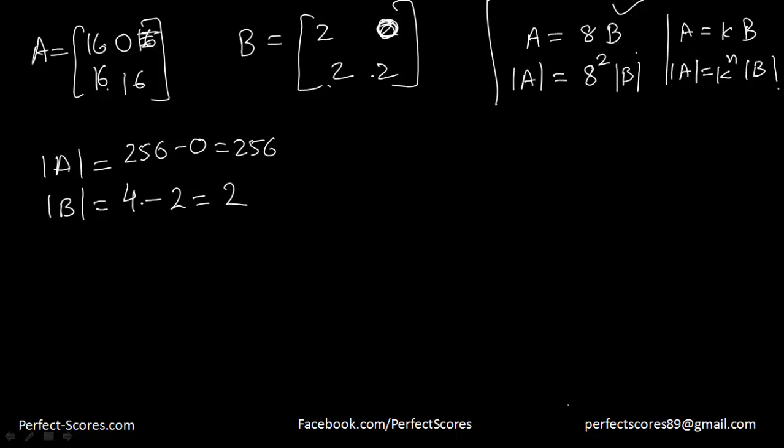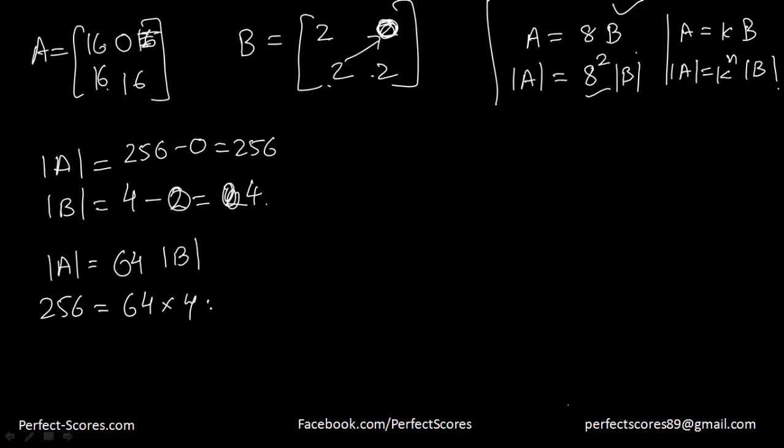Again, I'm making the same mistake. It's 2 into 2 is 4, minus 2 into 0, which is 0, so it's equal to 4. So I can say that the determinant of A, which is equal to 256, is equal to 64 times, which is 8 squared, the determinant of B. So 256 is equal to 64 times 4.